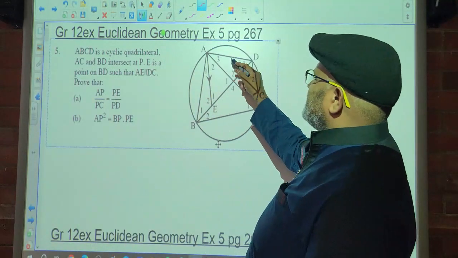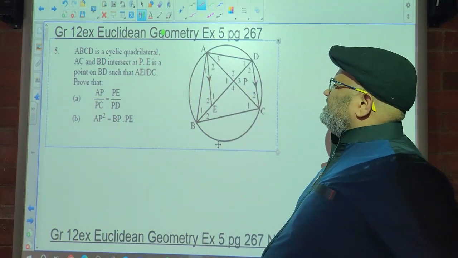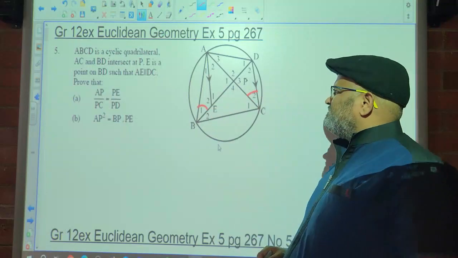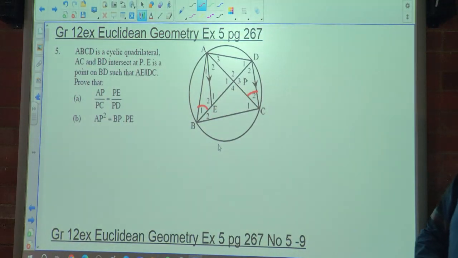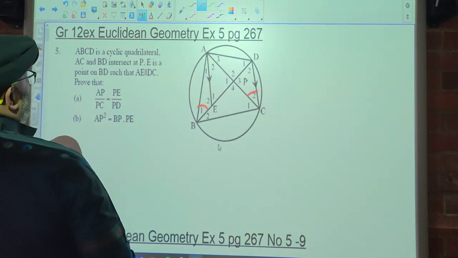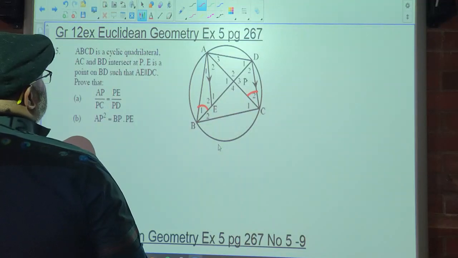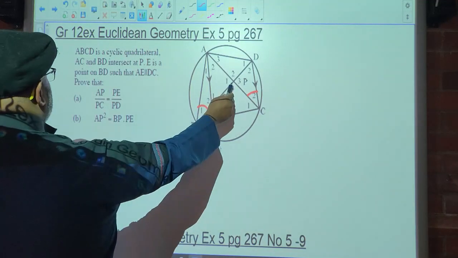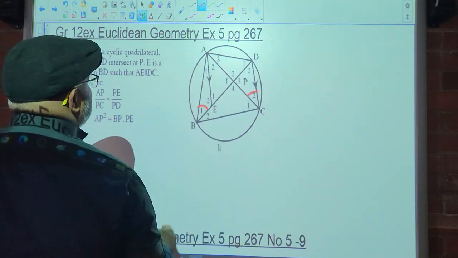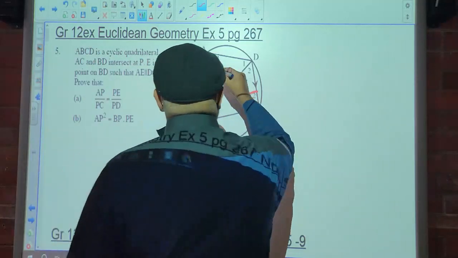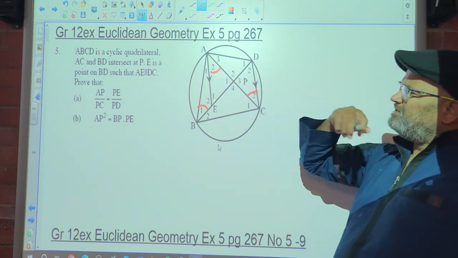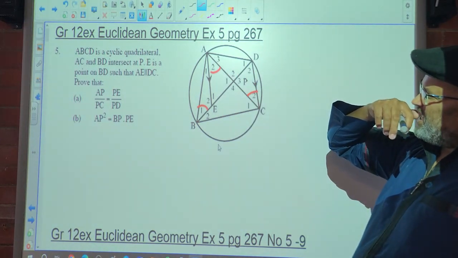We can say that opposite angles are supplementary. There's no exterior angle. And we can also apply the angles in the same segment rule. Then we are told that AC and BD intersect at P, which is this point here. Is the point at BC such that AE is parallel to DC? If lines are parallel, alternate angles are equal. So that angle is equal to that as well. And many others, okay.